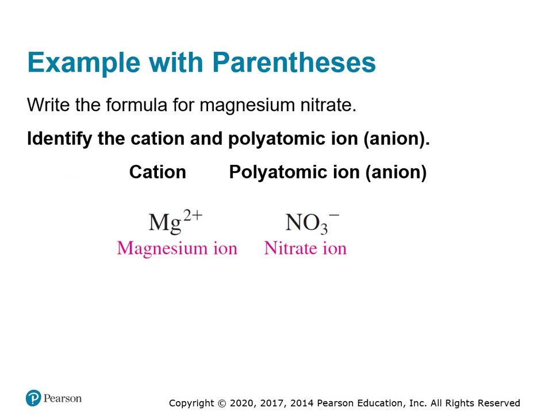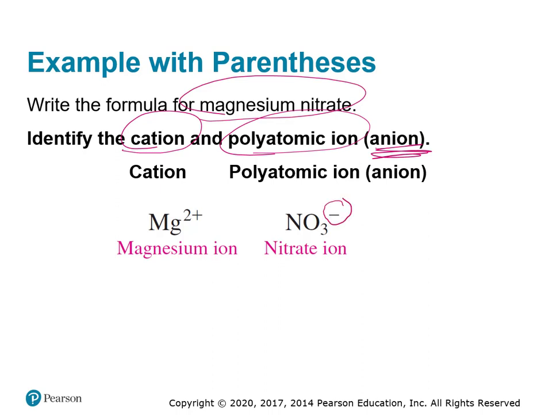When we're looking at an example of a formula, like magnesium nitrate, we need to identify the cation and the polyatomic ion, which is our anion. In this case, the anion we know is a negative charge, so our polyatomic ion, NO3, we would go back and look at our cheat sheet. See, the NO3 is a -1, is nitrate. And magnesium, we know on our periodic table, is in the second group, so it has a +2 charge.